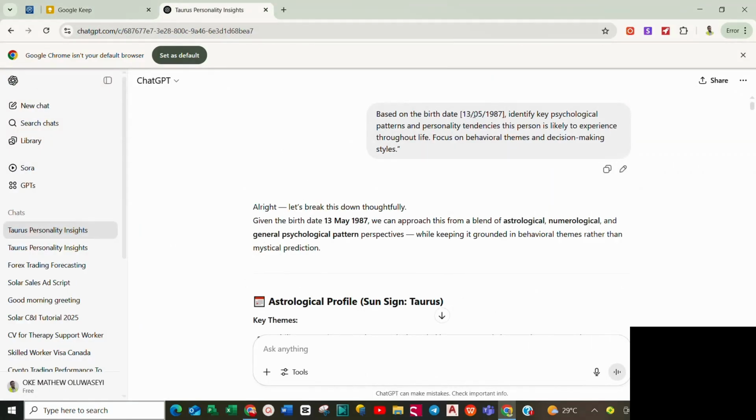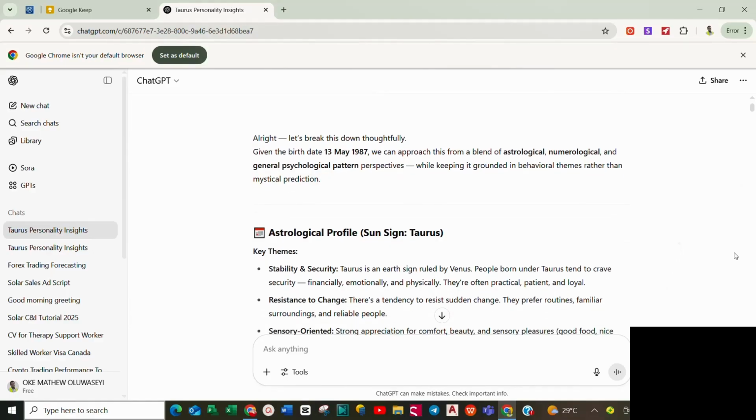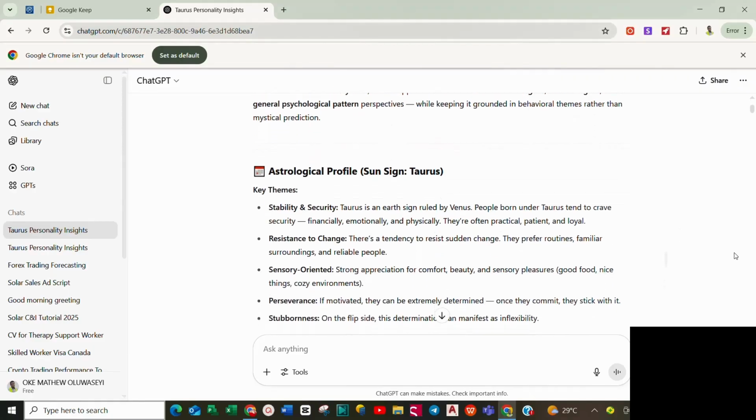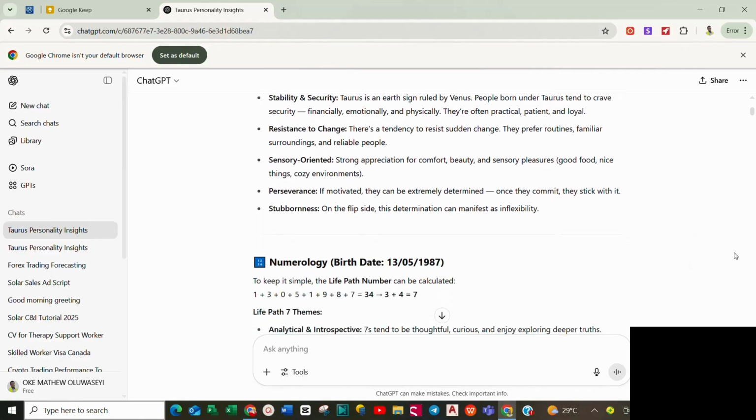And the first prompt is based on this date of birth, and what physical pattern and personality tendency this person is likely to experience throughout life. Focus on behavioral themes and decision making style. So the AI is giving us this about this person, saying we can approach this from a blend of astrological and numerical perspectives. It states the astrological profile for the sun sign to be Taurus, and the key themes there are stability and security, resilience to change, sensory orientation, perseverance, and then stubbornness in a way.